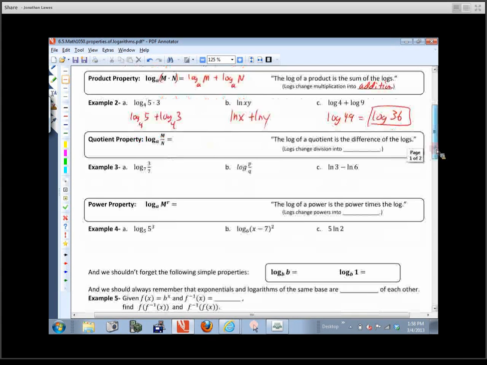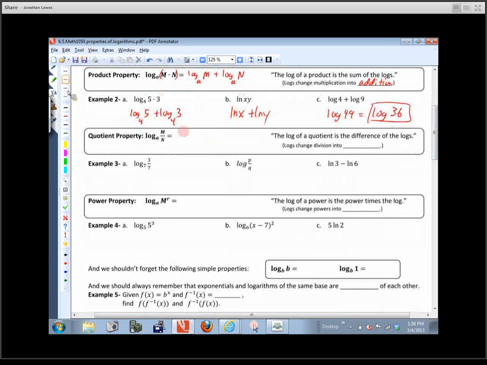Okay? Now, if logarithms allow you to change multiplication into addition, what do you think they change division into? Subtraction. So this is log base A of m minus log base A of n. So logarithms change division into subtraction. And again, I've got a phrase on both of those. Okay? Log of a product is the sum of the logs. Change multiplication into addition. Log of a quotient is the difference of the logs.